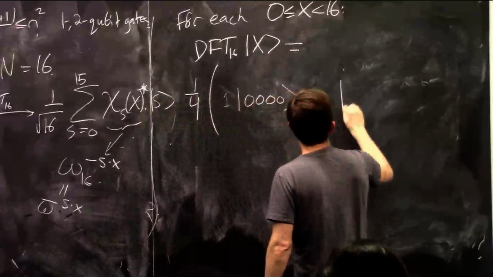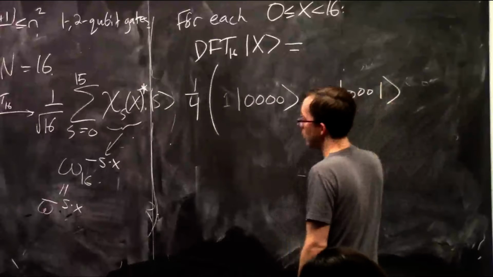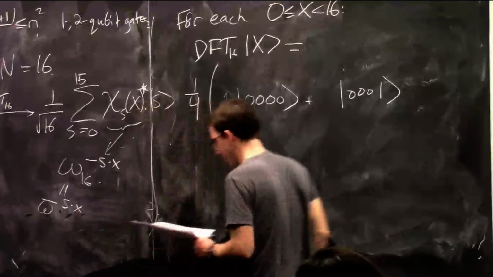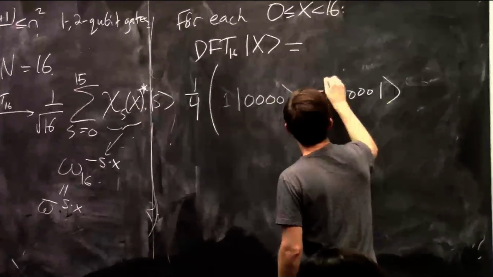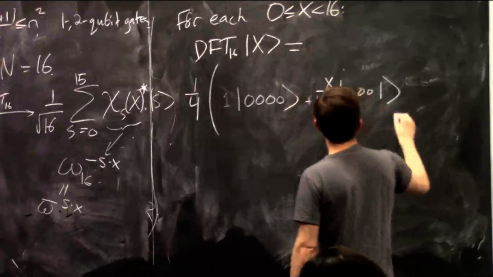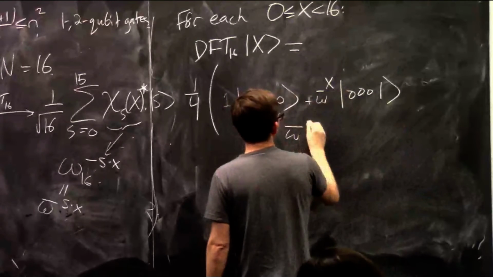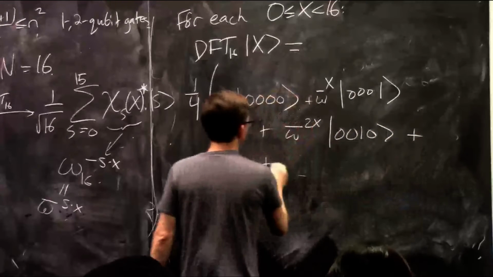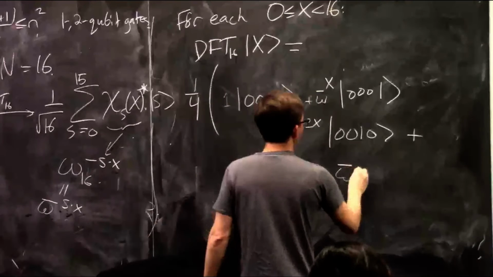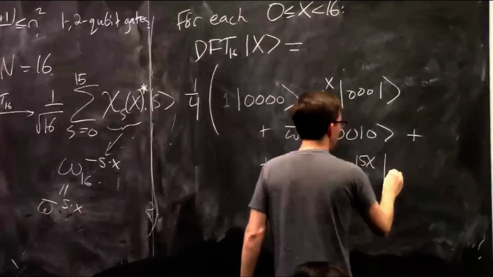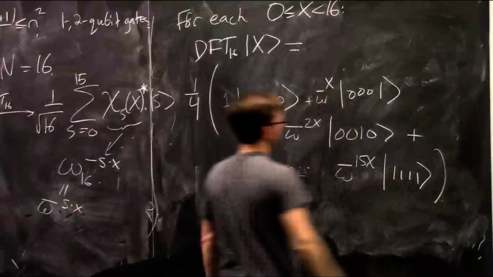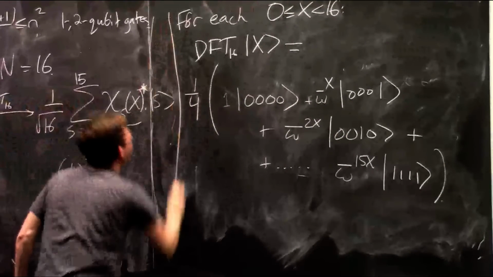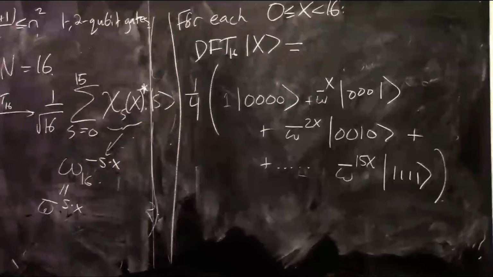And then what do we get on 0, 0, 0, 1? That's when s equals 1. We need to get omega bar to the x. And then we need to get omega bar to the 2x onto s equals 2. And then we need to get, et cetera. We need to get omega bar to the 15x onto that ket. Okay, so we need to build a circuit that does this.